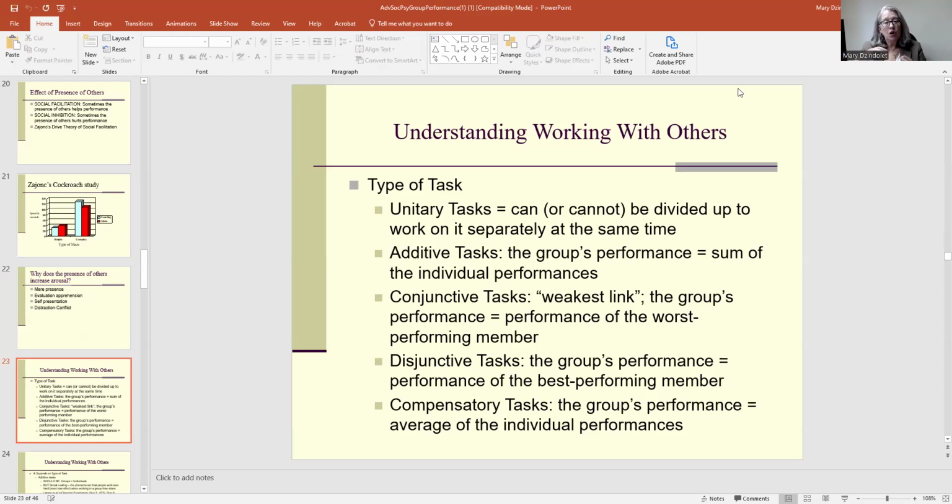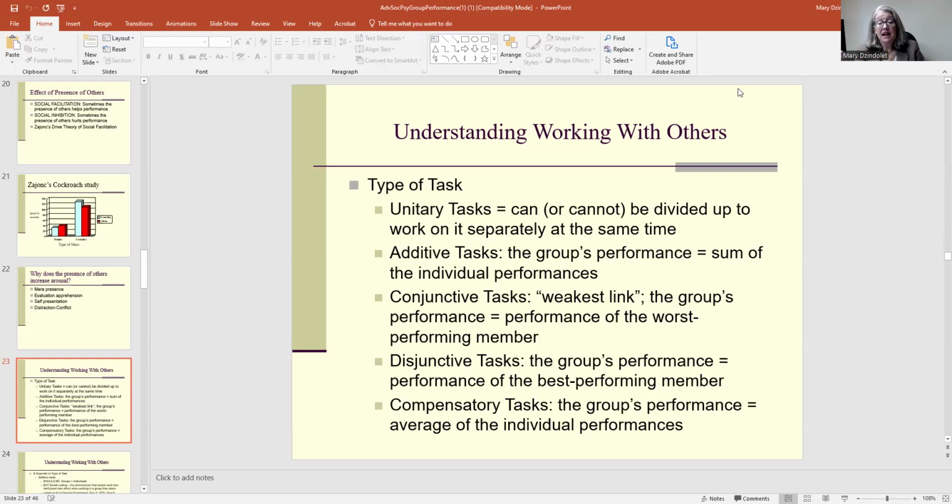So in a course, what can we cover, especially when we only have one chapter on this? This isn't a whole course on groups. By far, the number one thing that has more of an impact than anything else is the type of task. And so your book identifies a bunch of different task types.